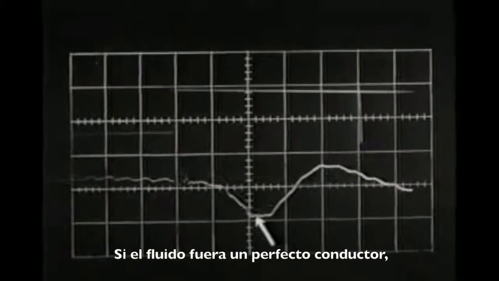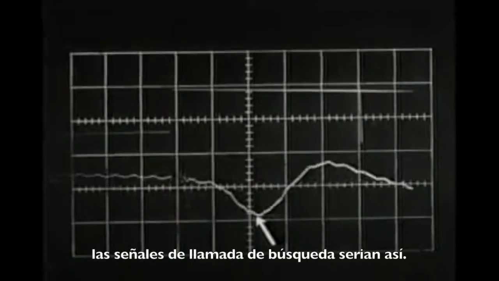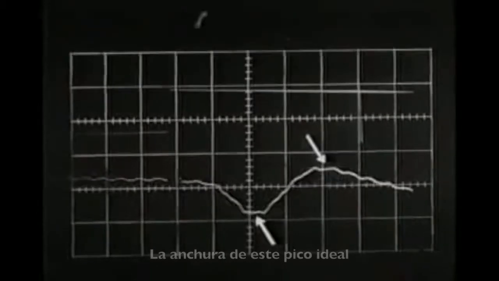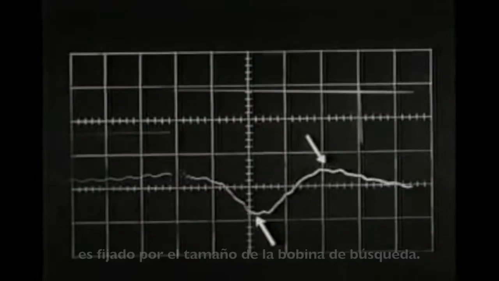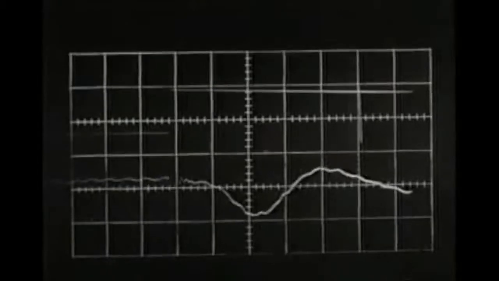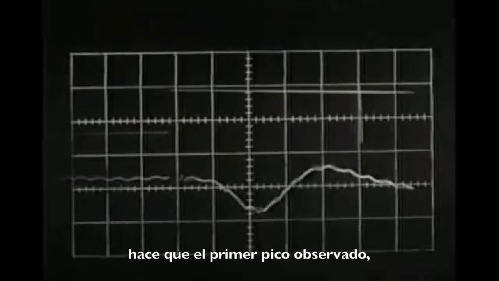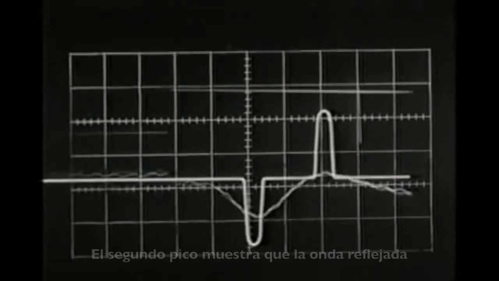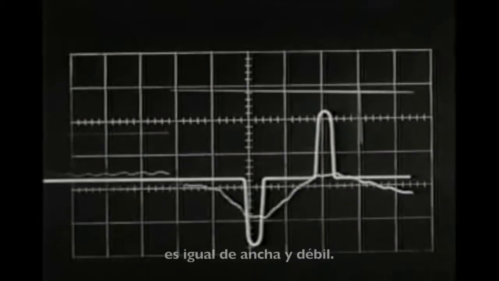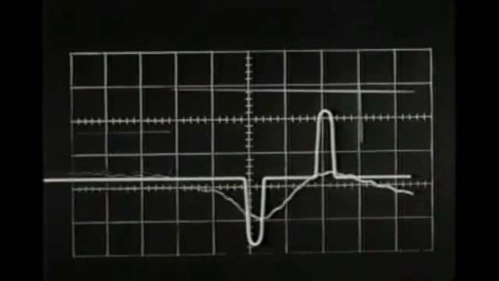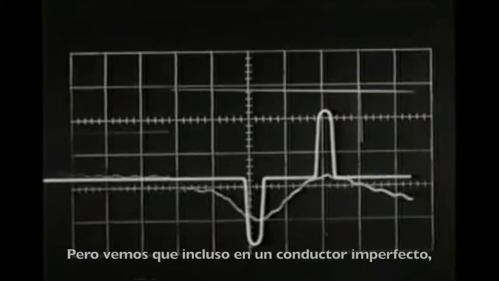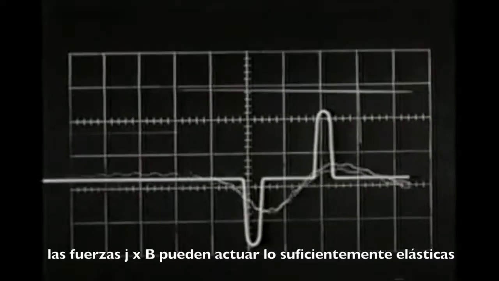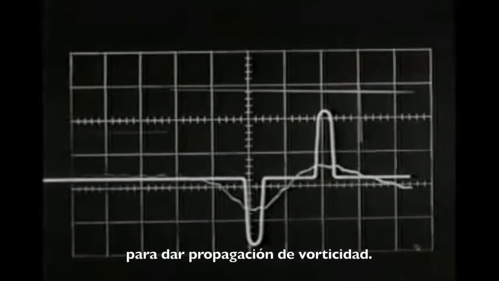If the fluid were a perfect conductor, the search coil signals would be like this. The width of these ideal peaks is fixed by the size of the search coil. The resistance of the fluid makes the observed first peak broader and weaker. The second peak shows that the reflected wave is broader and weaker still. But we do see that even in an imperfect conductor, J cross B forces can act elastically enough to give propagation of vorticity.